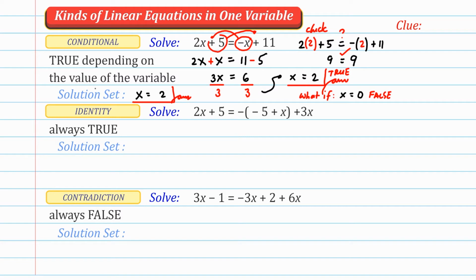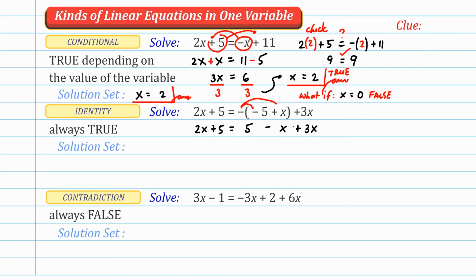Okay? Okay, now, how about identity? This is easy when it's an identity, but before we discuss the definition, what if you are given an equation? Is this an identity, conditional, or contradiction? Just solve. Let's see. How do we solve? Simplifying the left side, we cannot do anything about it because they are unlike terms. We cannot combine. However, this part, we can distribute our negative sign. Be careful. Negative times negative is positive 5. Negative times positive is negative x. And then copy plus 3x.